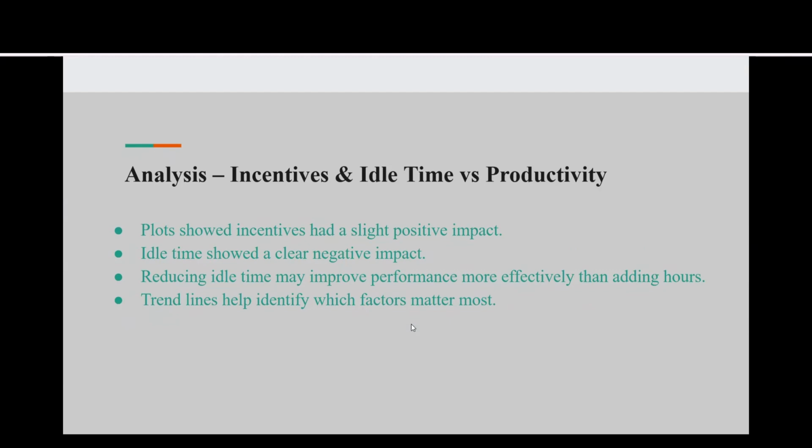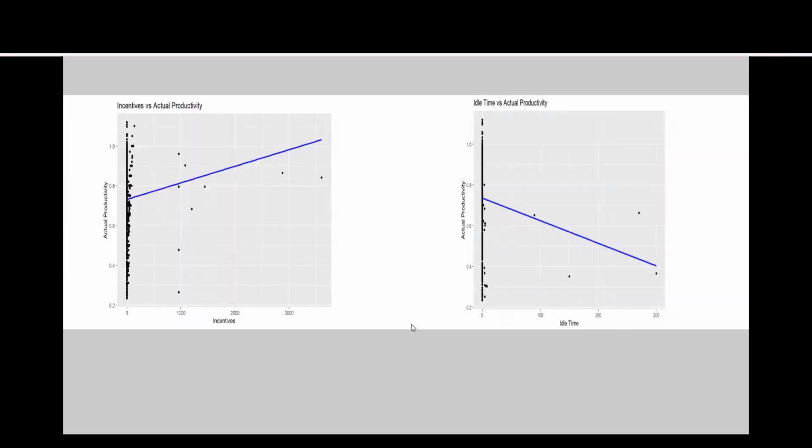Incentives and idle time versus productivity. The regression plot helps us see how incentives and idle time affect productivity. On the left side, you can see that as incentives increase, productivity also increases. On the right side, we see the opposite for idle time. More idle time leads to lower productivity. This pattern helps explain where to focus for better results.